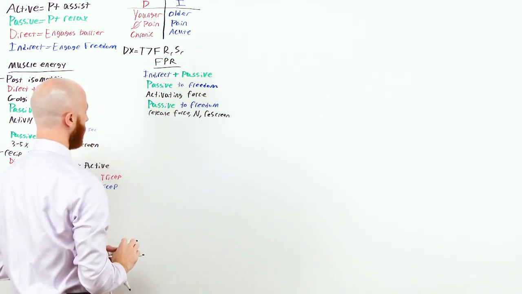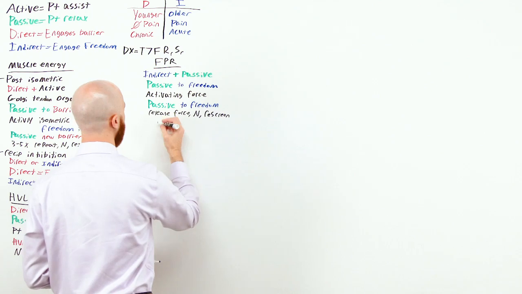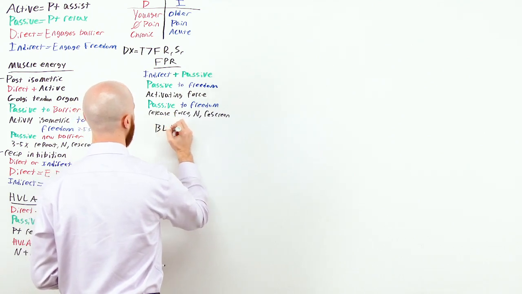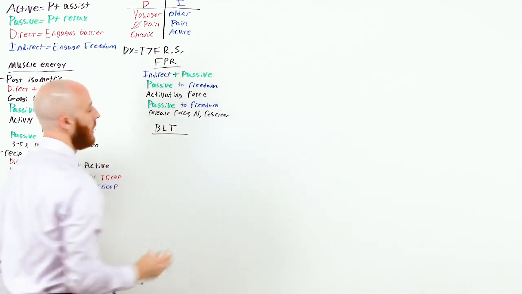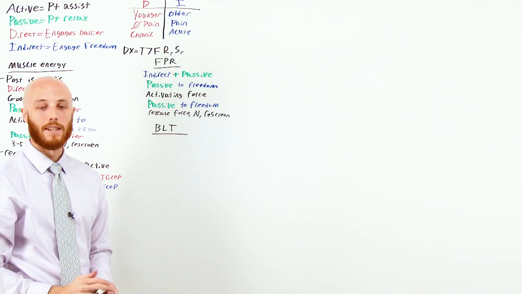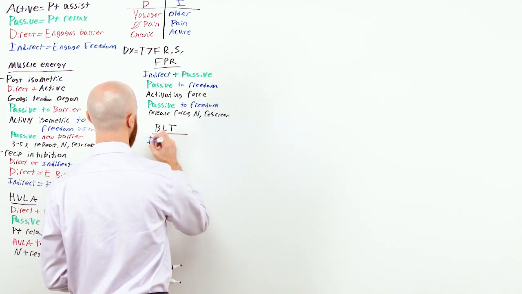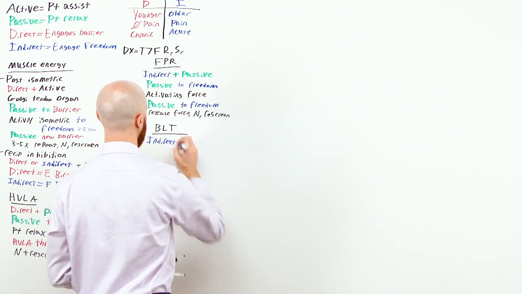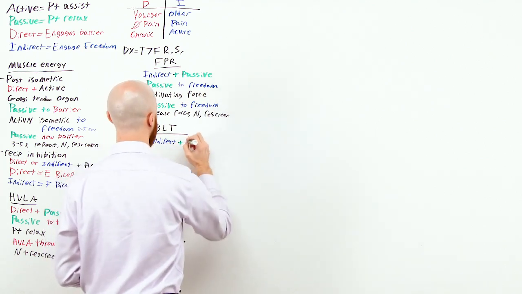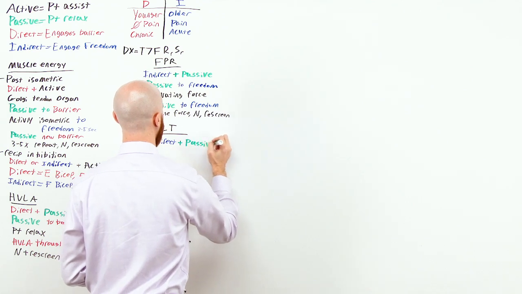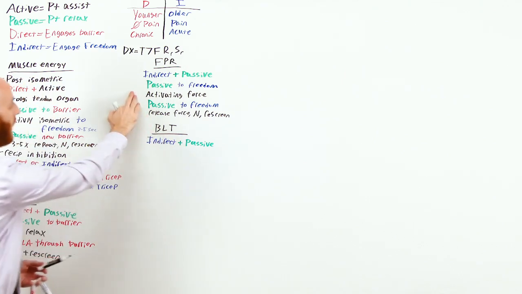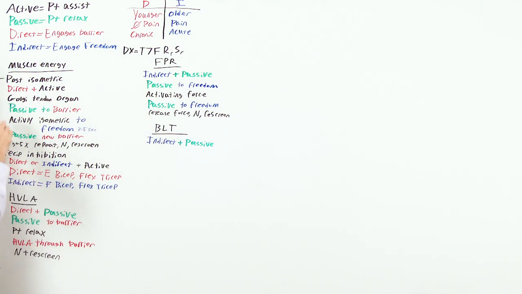The next treatment style is going to be balanced ligamentous tension, or BLT. This treatment is going to be similar to FPR in that it's an indirect technique. So this treatment is indirect and passive. Like FPR, where it's indirect, but not like muscle energy or HVLA, that's direct. So for BLT, indirect, engage the freedom.